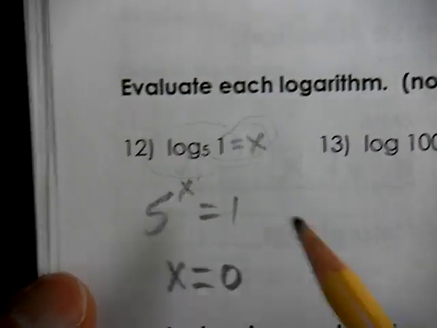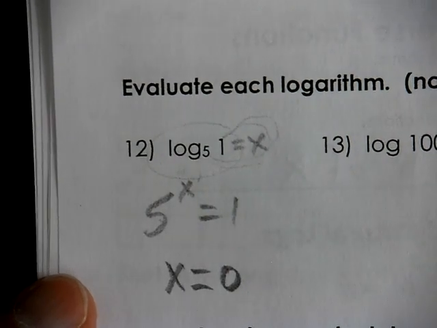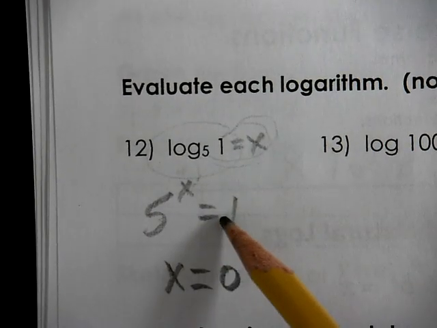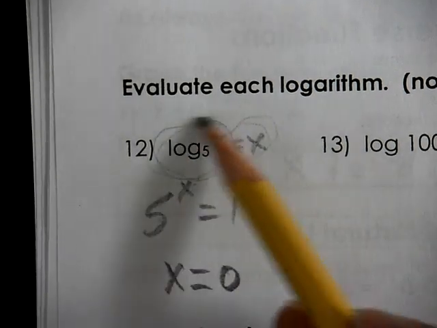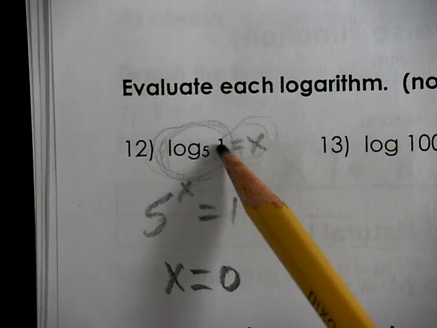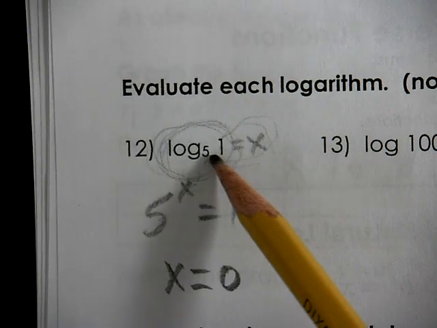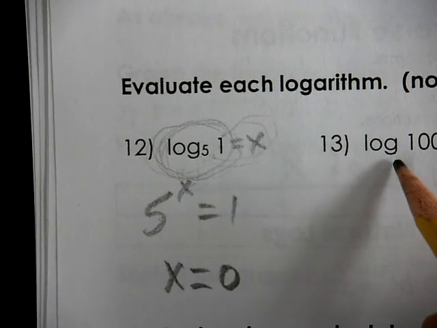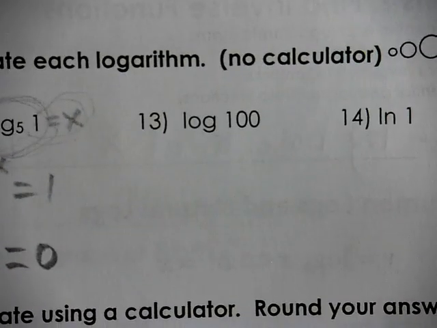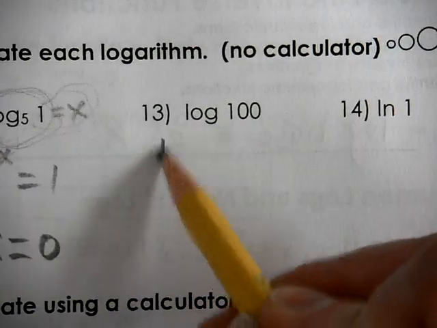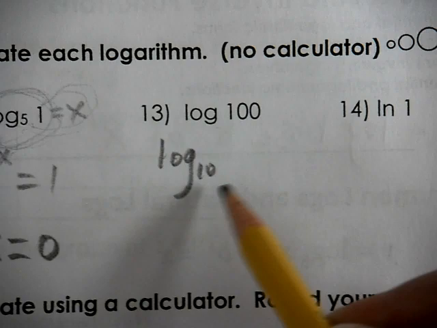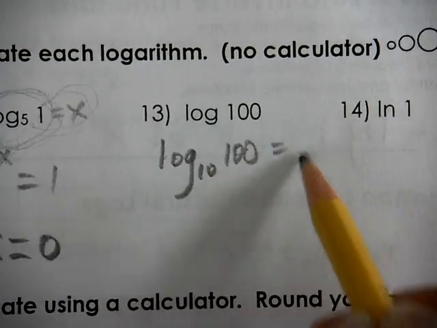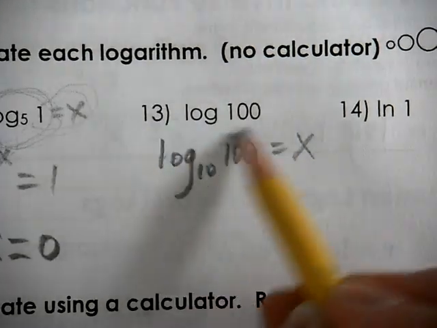We know anything to the 0 power is 1. So this logarithm actually equals 0. Here we have no base written. So it is a base of 10. So we actually have log base 10 of 100 equals our unknown value. What does this equal?